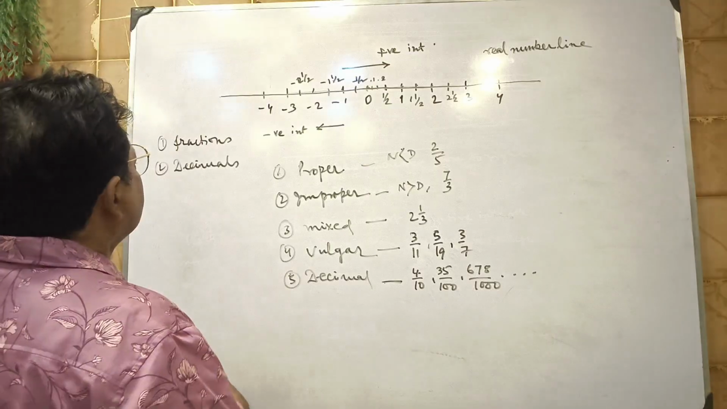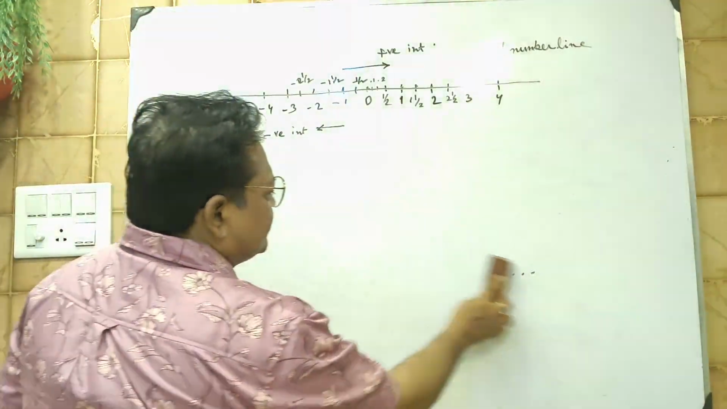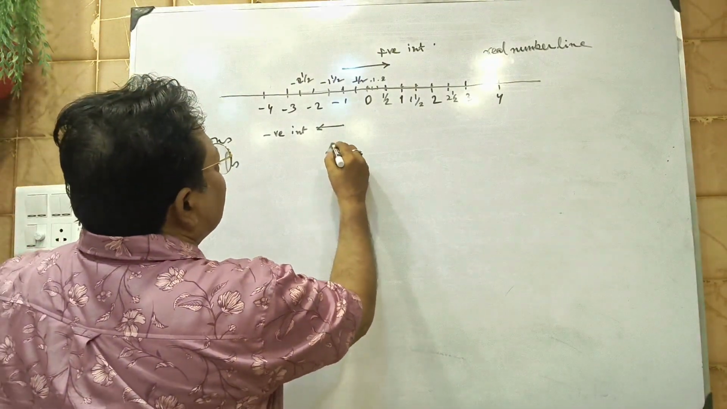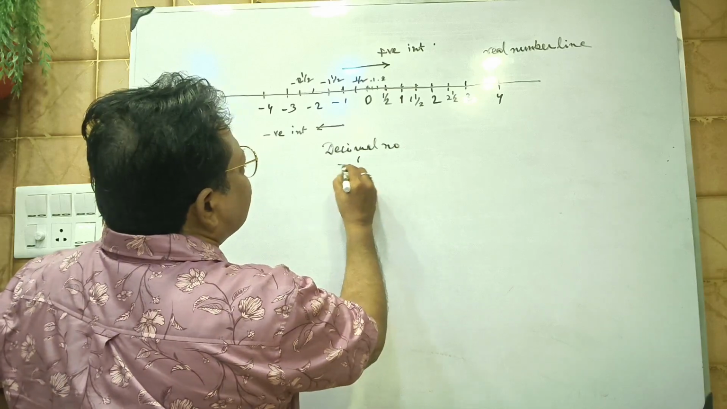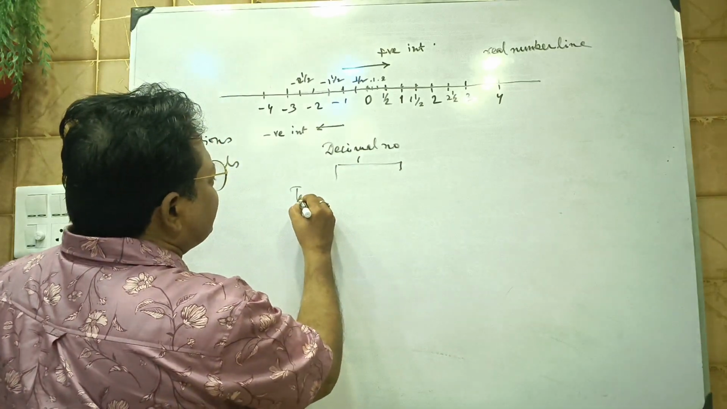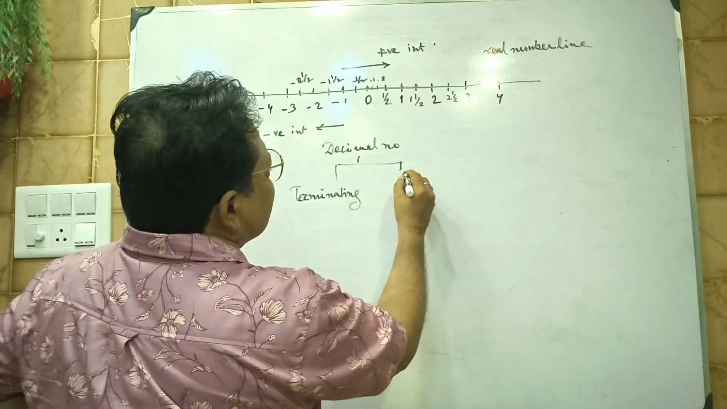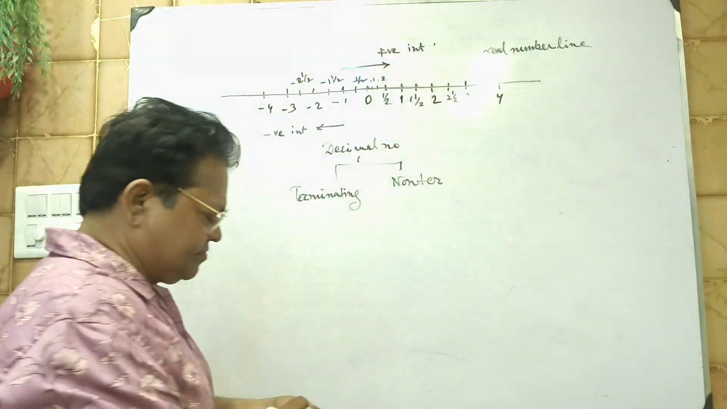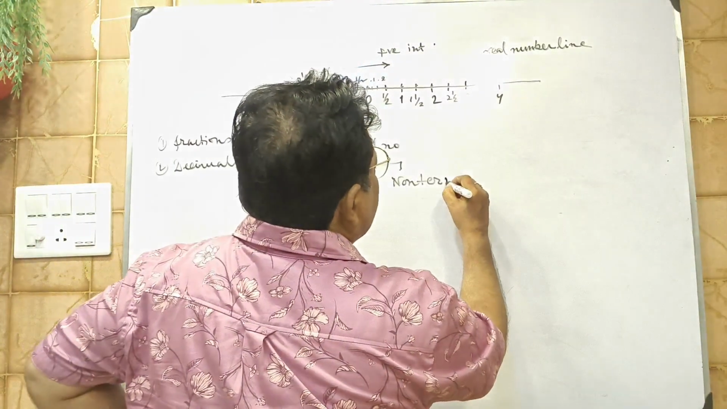Now I will go to the different types of decimal numbers. How should you get a decimal number? Decimal numbers are of two types. One is called terminating decimal, and another is non-terminating.